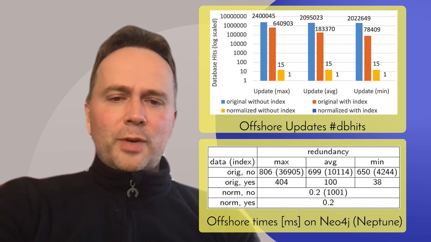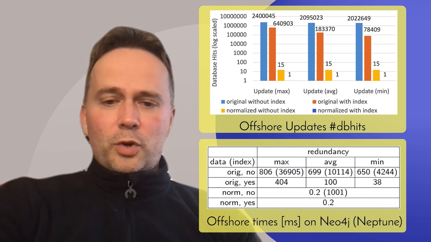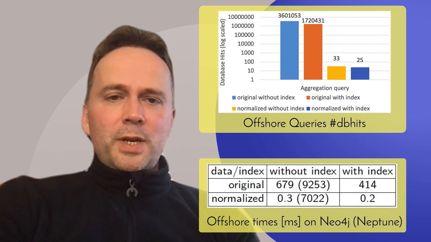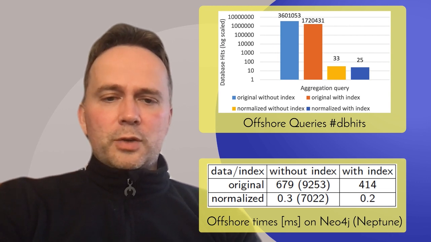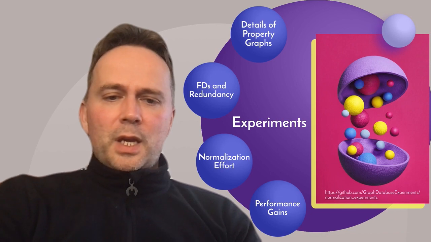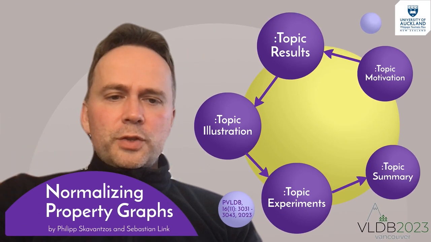This is also representative in the times that we have achieved here for these operations, both in Neo4j but also on AWS online. Similar results hold for queries to a smaller amount, of course, but still similar here for aggregation queries, what we've seen, and also for these queries and the times. So those were the experiments.